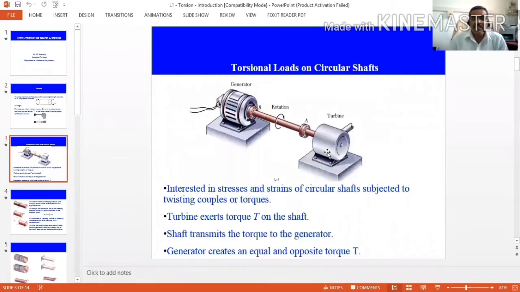Another example is a generator. Here is a turbine. The turbine may be a gas turbine, a hydraulic turbine, or any other turbine. What the turbine does is this: when power is given as input, maybe hydraulic power or whatever it may be, it is converted into rotary motion. So the generator will be rotating. These two are coupled, connected. When the turbine rotates, the generator also rotates, and during rotation power is generated. Here, when the power is applied, the shaft will be subjected to twisting. The type of stress developed is shear stress.